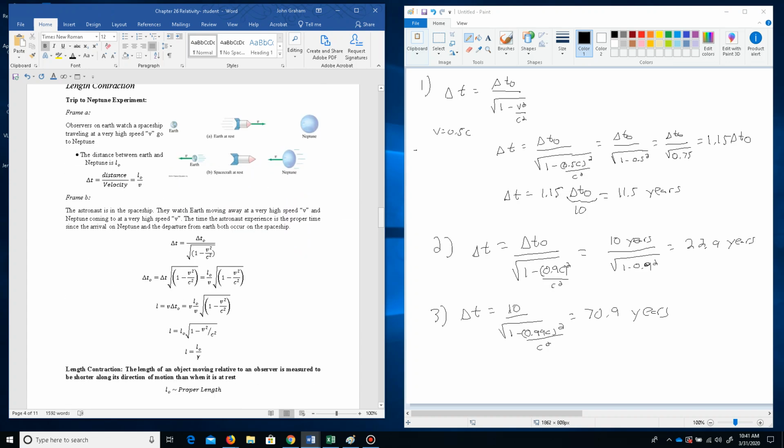Of course, we're not taking into account that part of it is speeding up to this point and then slowing down from this point. I think the idea is that most of the trip, this person is going at that speed.